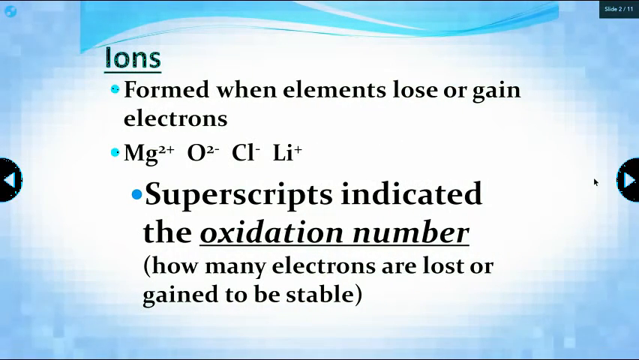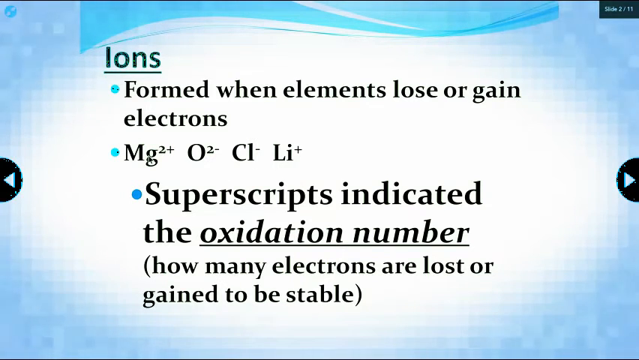So we want to review what ions are. Remember, ions are formed when elements lose or gain electrons. So we have either cations or anions. And our cations are the positive ones, so those are ones that have lost electrons. So we have magnesium with the 2+ there, so that'd be the cation. And the other one is lithium 1+. So that's the other cation that we have. Both of those have lost electrons. Lithium lost 1 and magnesium lost 2.